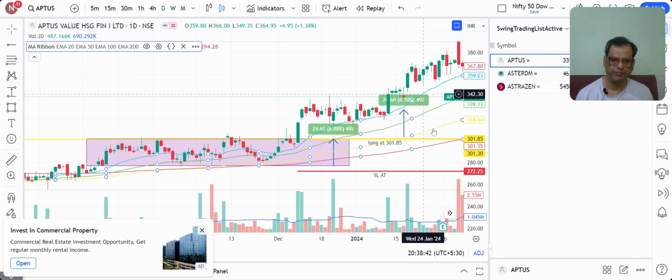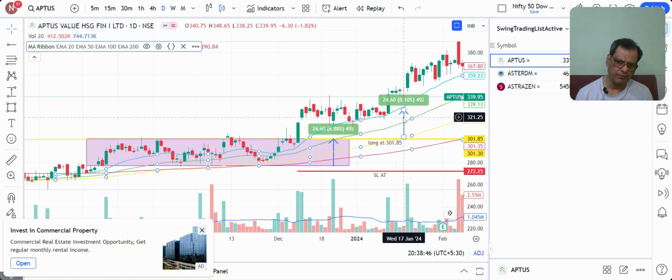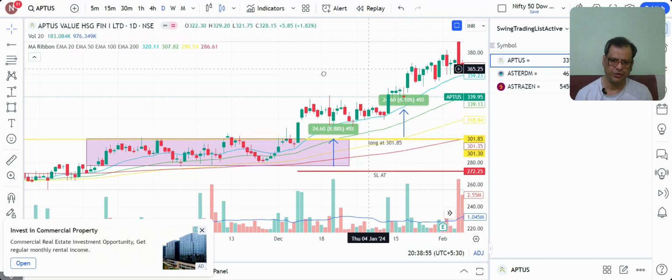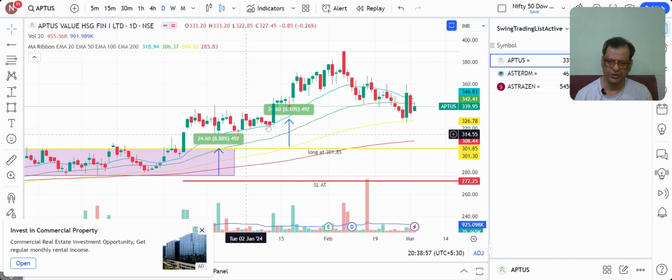Let it go up and you can trail this using EMA 20 or EMA 10 for that matter. Depends on where you want to place your stop loss. Or you could also trail your SL based on a swing low.